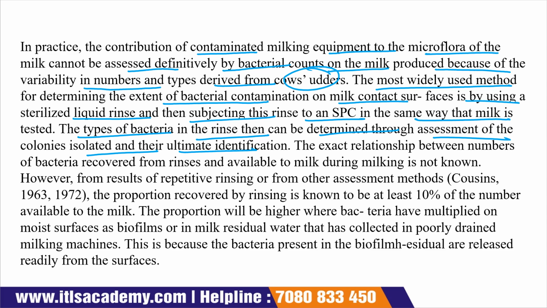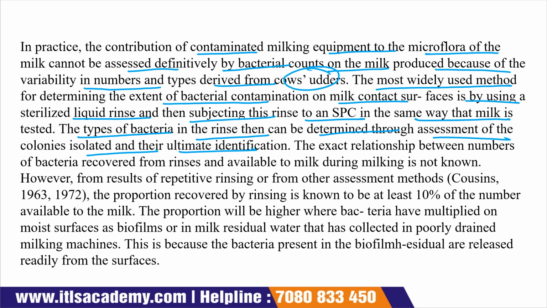Okay, so as we test a sample of the milk, similarly, what should we do? We test the equipment of the milk. Either it is done by a sterilized liquid rinse, or it is done by a sterilized plate count. Then the bacteria are isolated and ultimately identified, same as before.